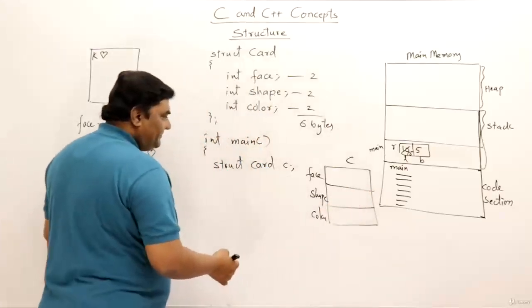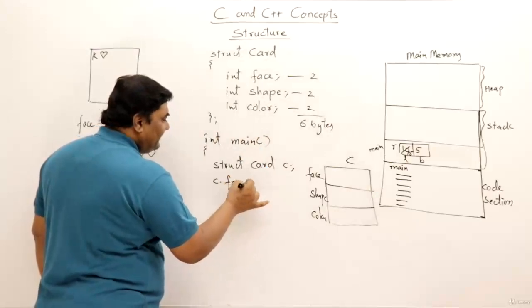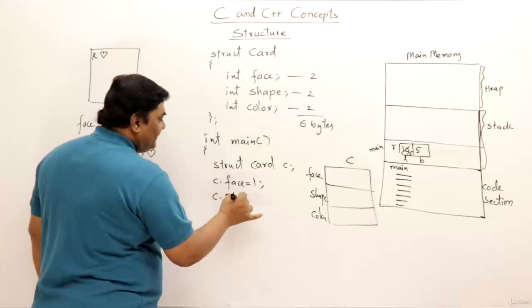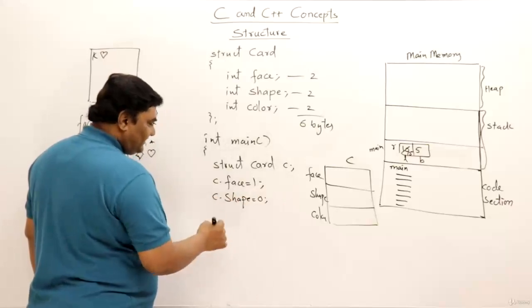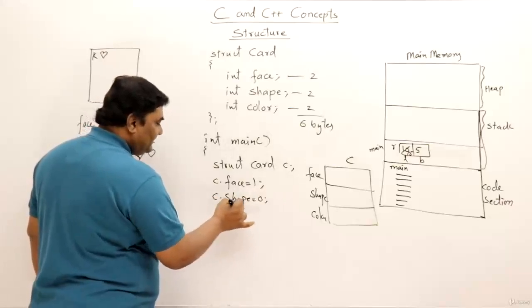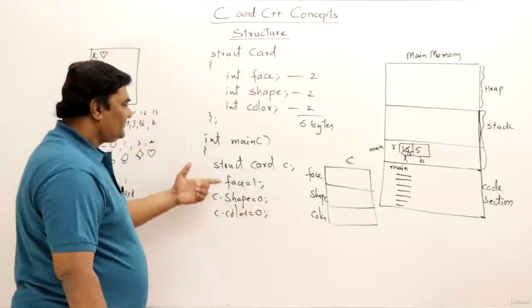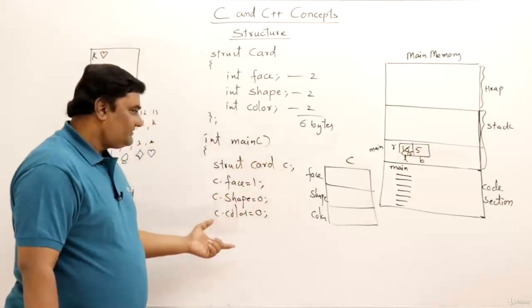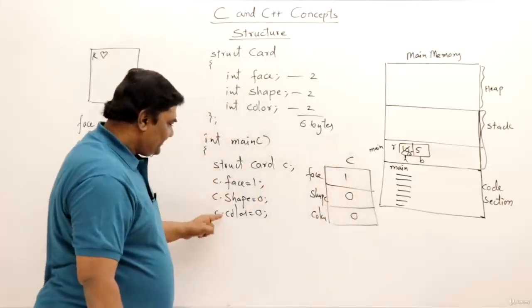Now I can access all these members by using the dot operator. I can say C dot face, assign ace. So for that I will write 1. C dot shape. The shape is suppose 0. So this is for club or clover. Now C dot color. This is black color definitely. So this is 0. So this is how I can create a variable of type structure and initialize its members. So this will be 1, 0, 0. You can see that I am using the dot operator.